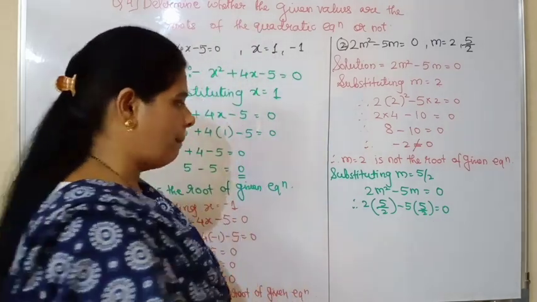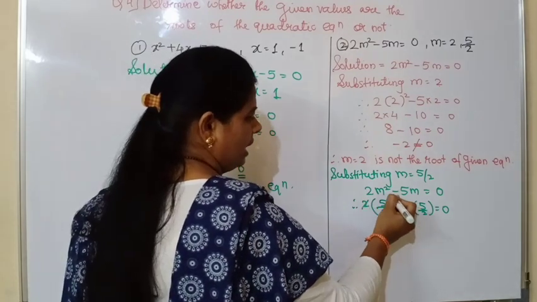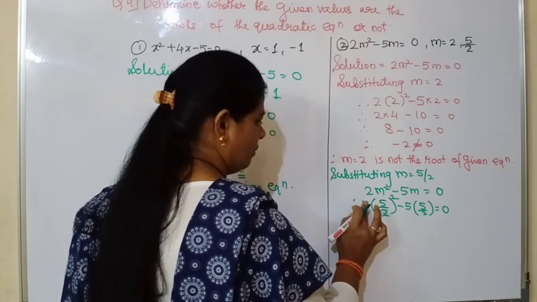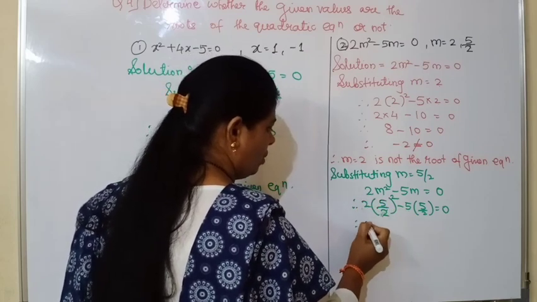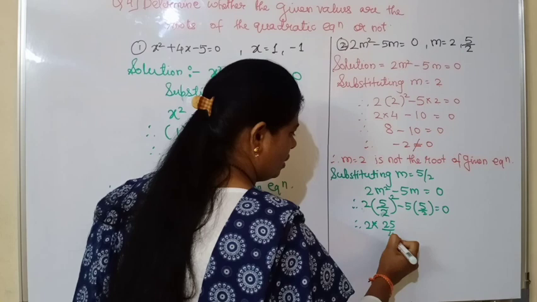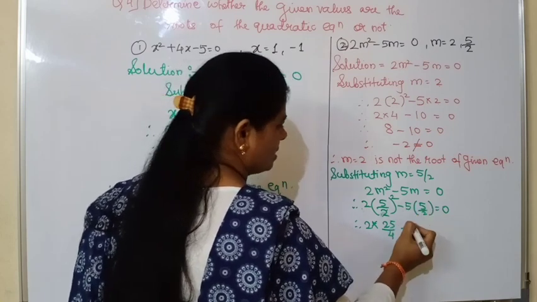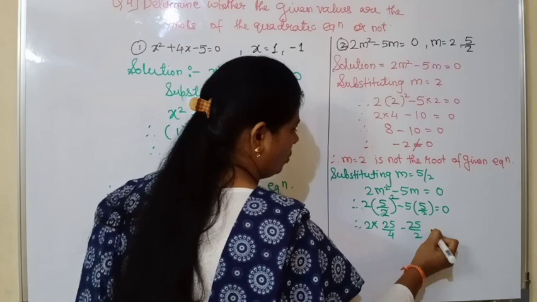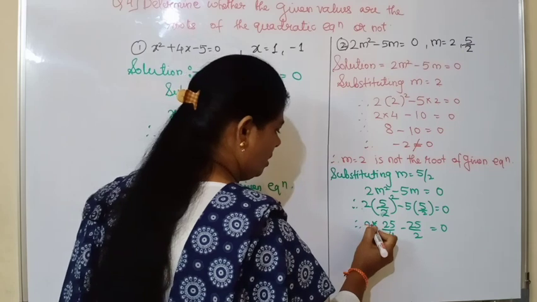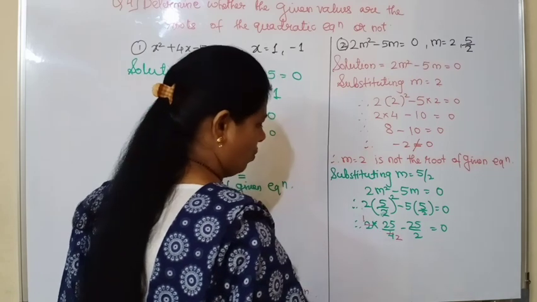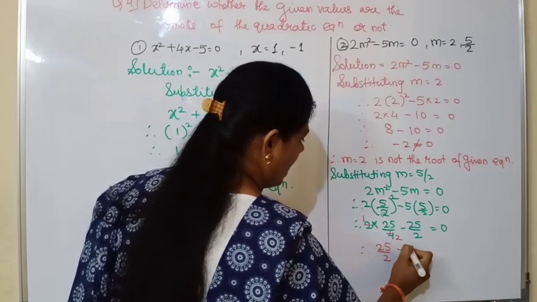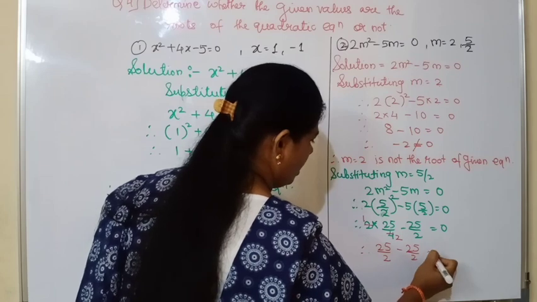Now we'll see what happens. Sorry, here it is 2 square, so we'll square first of all, and then we will cancel. Therefore 2 into 5 square is 25, 2 square is 4, minus 5 5s are 25 upon 2 equal to 0. Now we'll divide: 2 1s are 2, 2 2s are 4. And we will get 25 upon 2 minus 25 upon 2 equal to 0.